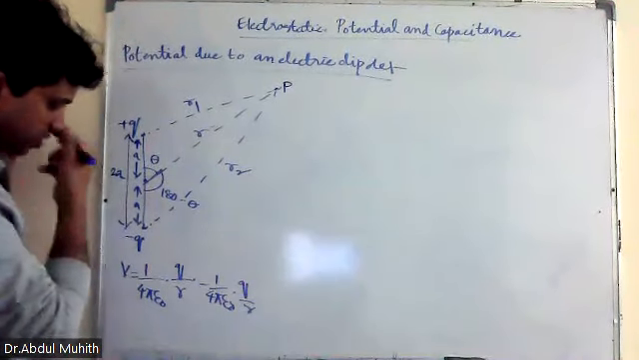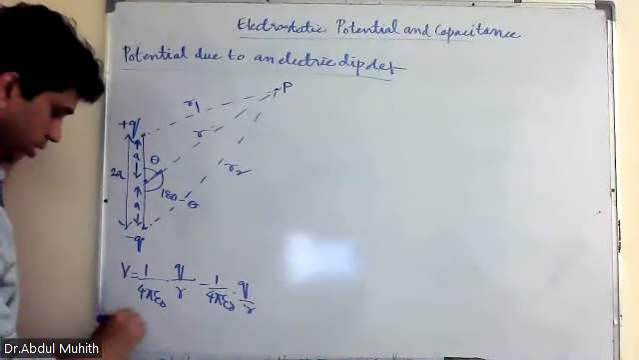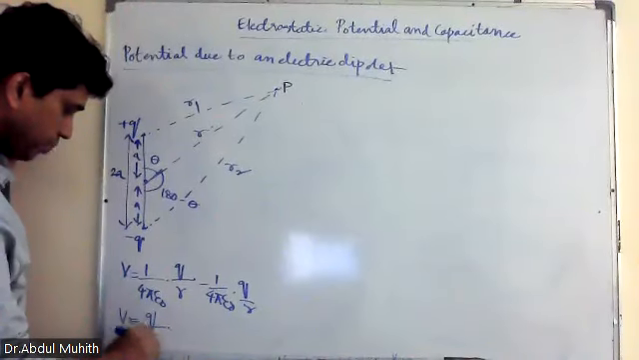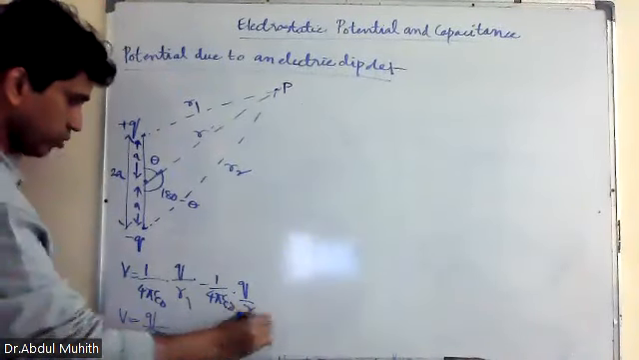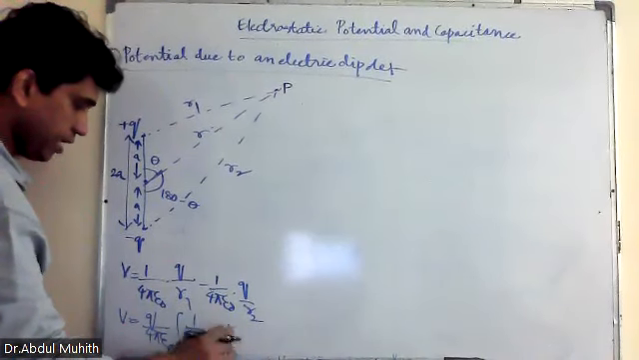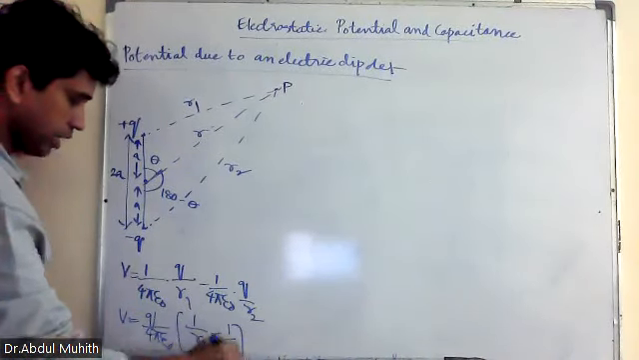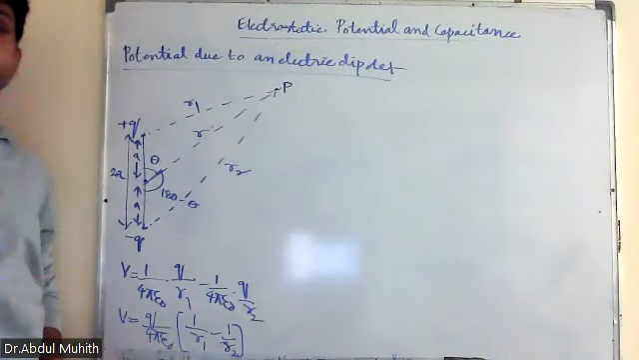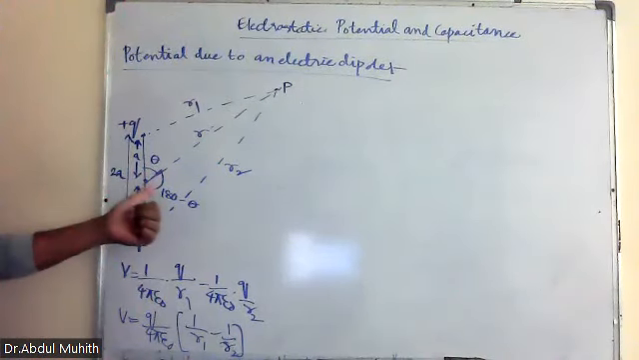These are the two. When I take common, it will become Q by 4 pi epsilon 0, with R1 here and R2 here. So it will become 1 by R1 minus 1 by R2. Is it clear, all of you? Yes, sir.